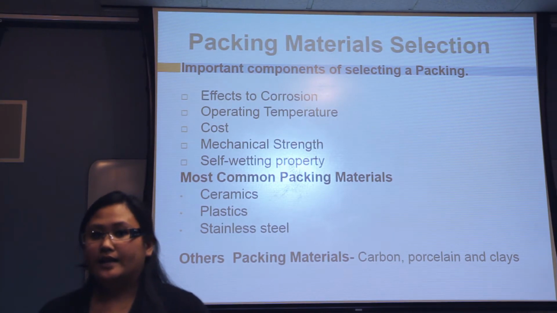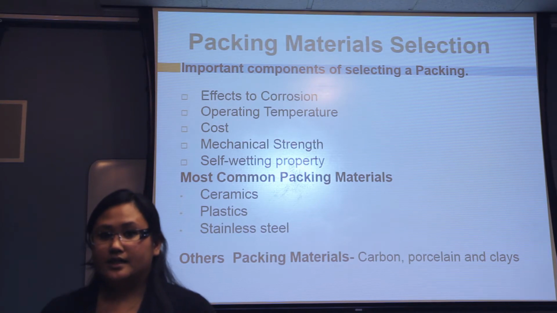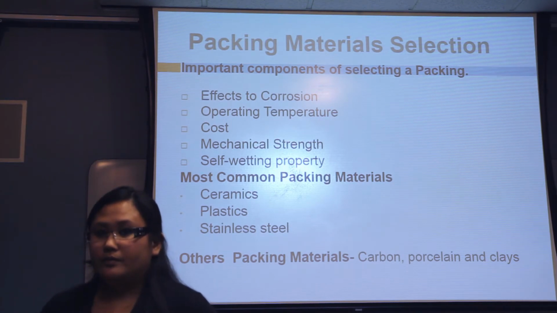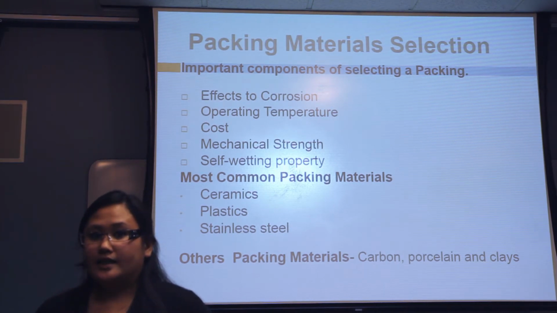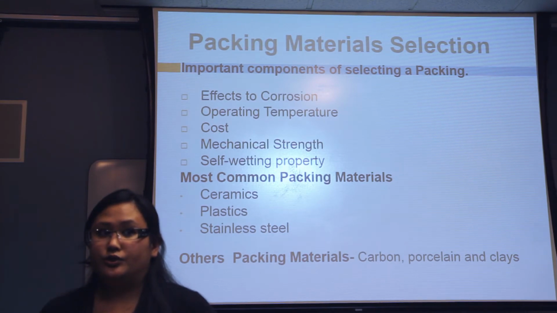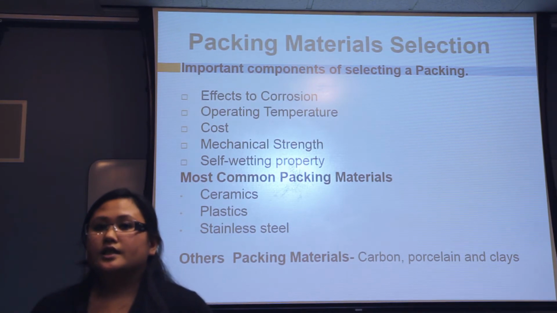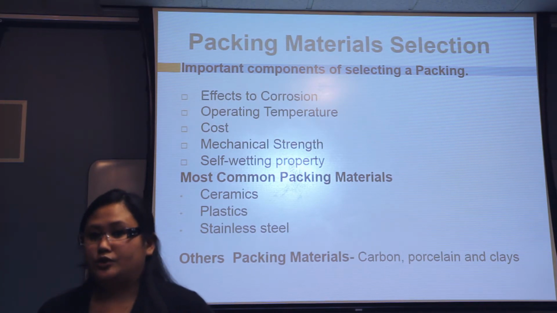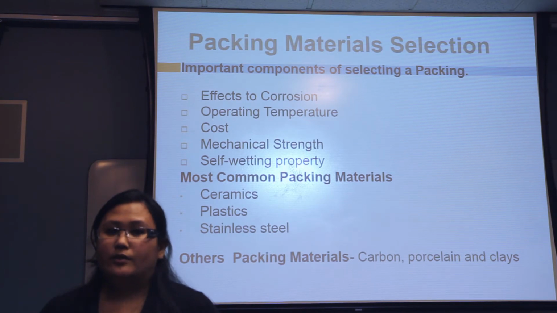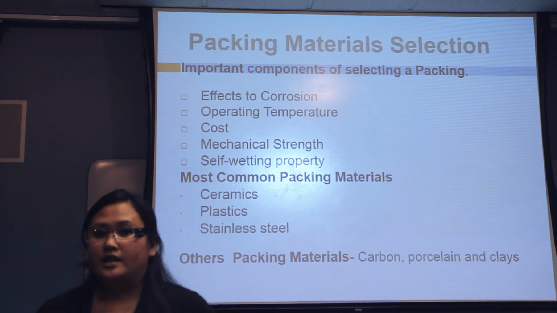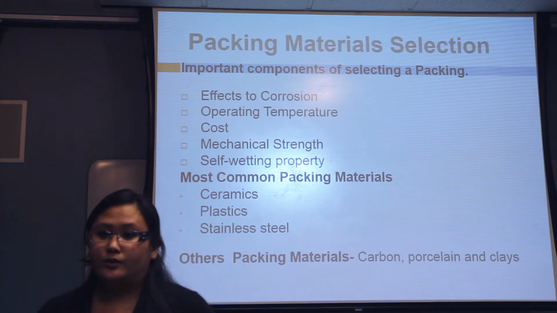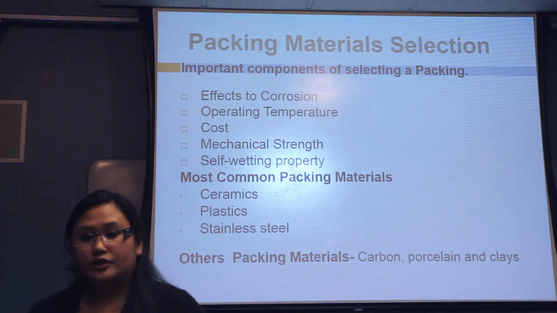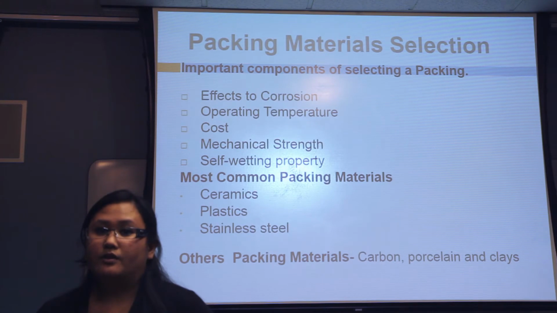Ceramics do have a high self-wetting properties, while stainless steel do have a moderate one, and plastics do have a low one. Self-wetting properties is important because it ensures that the packing stays wet in the distillation column during the process. So originally, ceramics is the most common packings that we use due to effects to the corrosion. But they are expensive, so nowadays most industries do use plastics. They're lightweight, and they do have a reasonable operating temperature. They also have reasonable effects to corrosion, and they're cheaper to use.